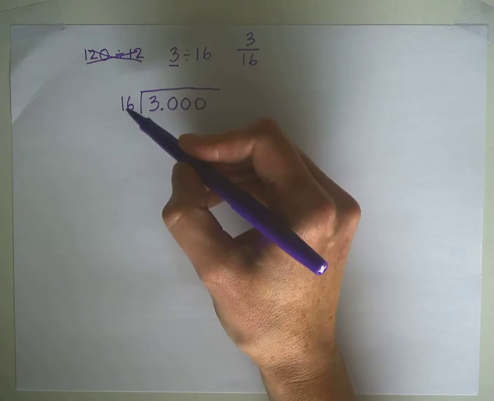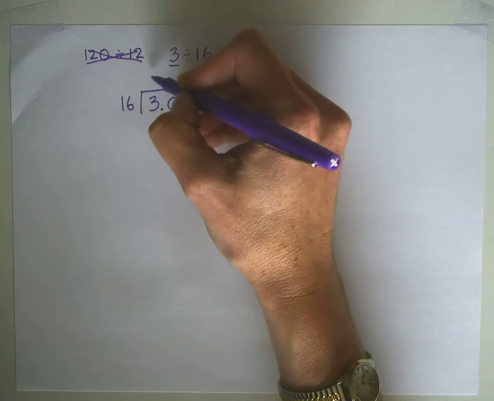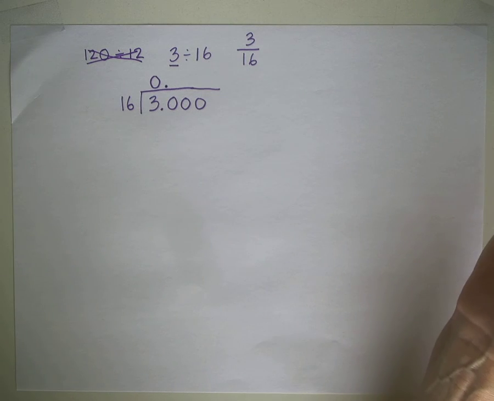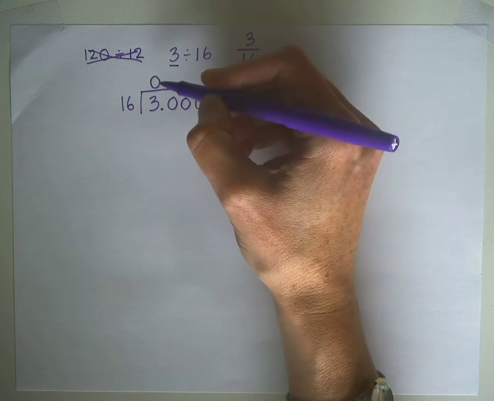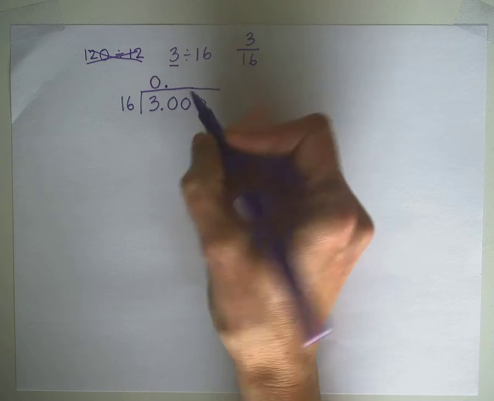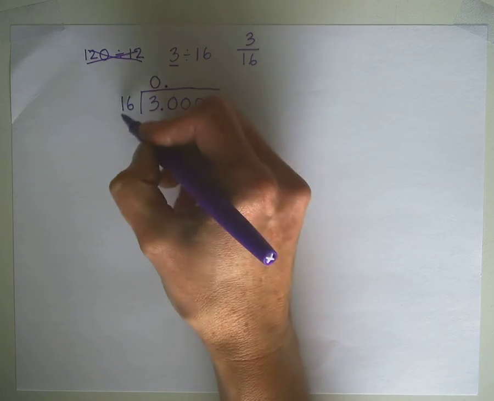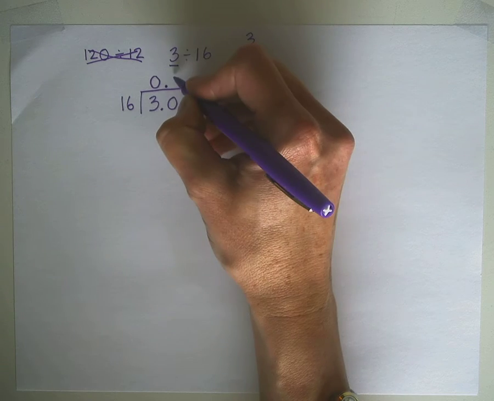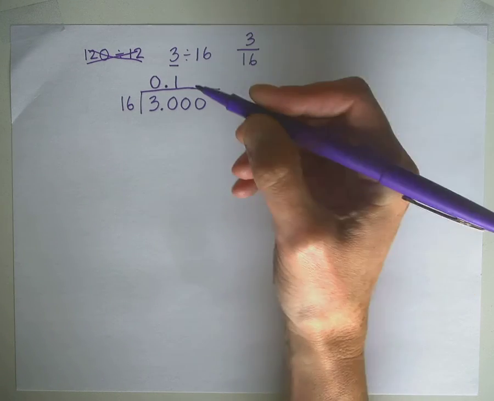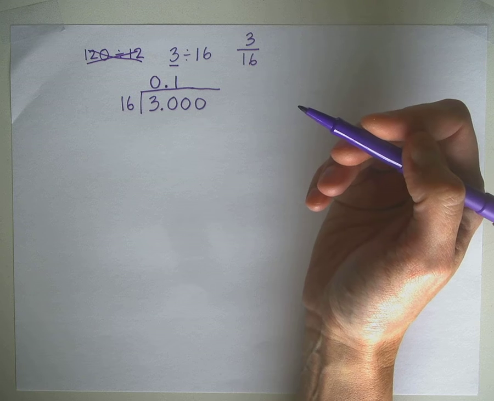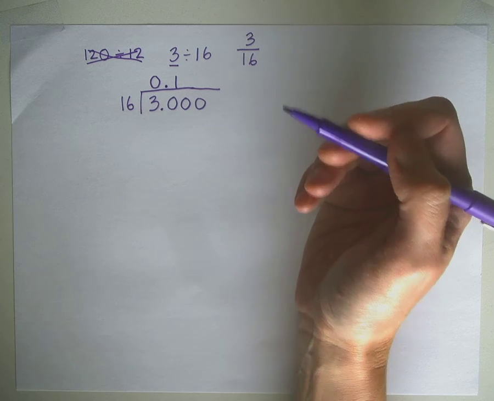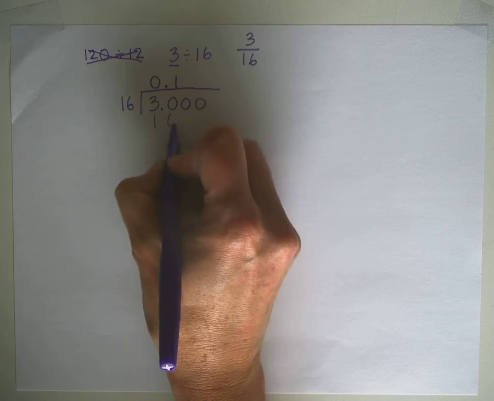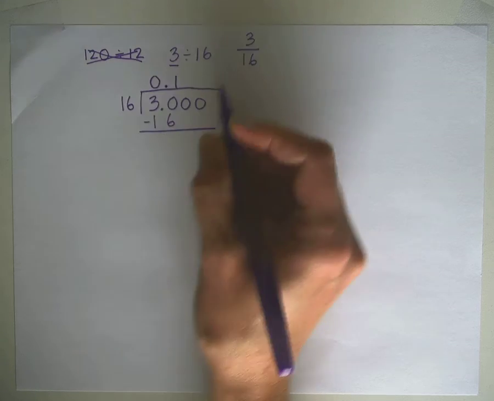So we already know 16 doesn't go into 3, so we're going to put a 0 up here. We're going to go ahead and put in our decimal. I'm just going to do this the traditional way. And 0 times 16 is 0. Okay, so let's just go to the 30. So 16 into 30, it goes in 1 time. I know that because I know that 16 times 2 is 32. So 16 times 1 is 16. I'm going to subtract that to see what we have left over.